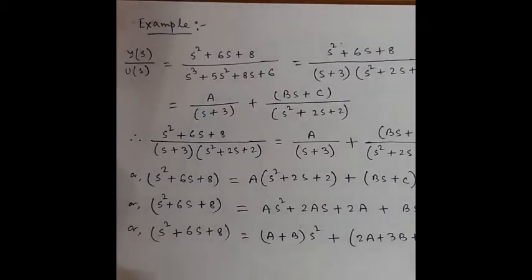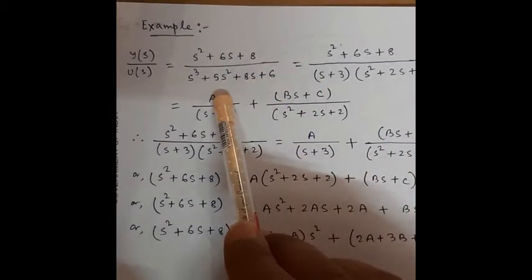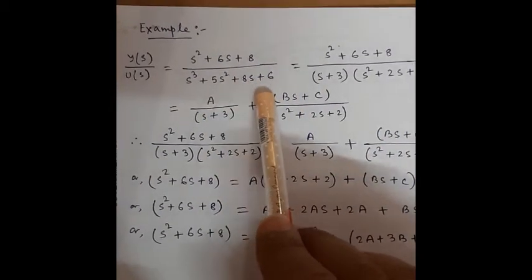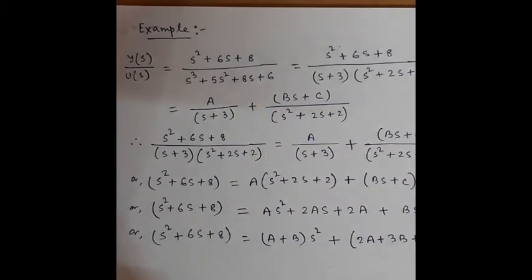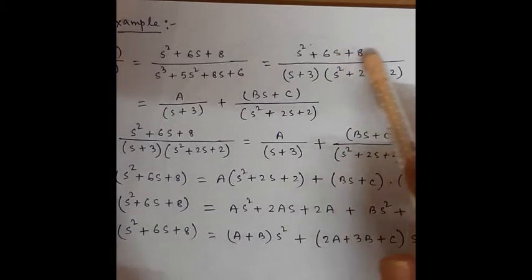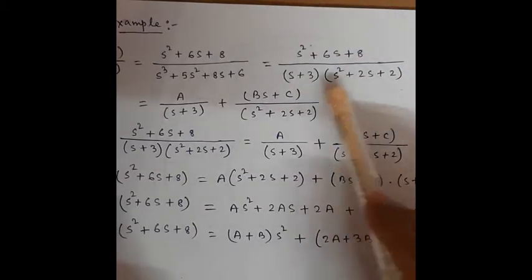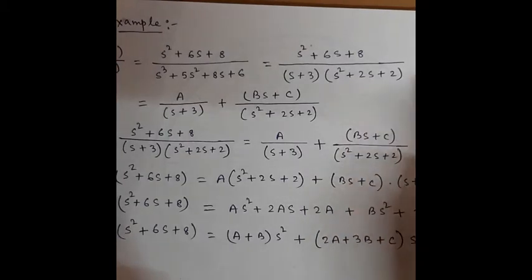Let Y(s) by U(s) be the transfer function of a system, and that is equal to (s square plus 6s plus 8) divided by (s cube plus 5s square plus 8s plus 6). If we factorize this, then we can get s square plus 6s plus 8 divided by, in the denominator part, (s plus 3) into (s square plus 2s plus 2).